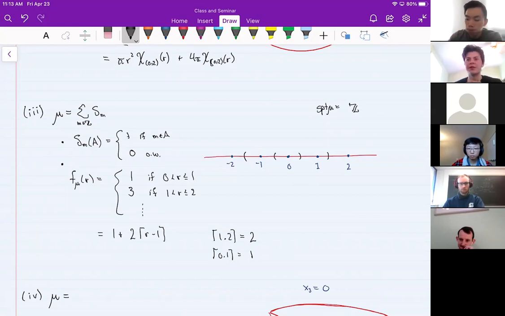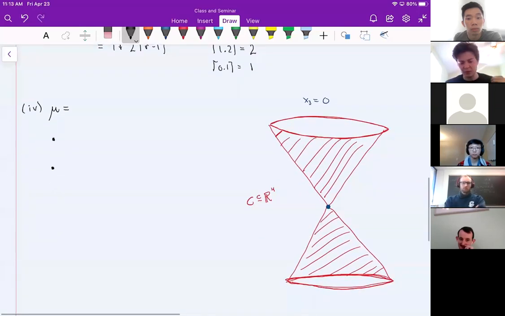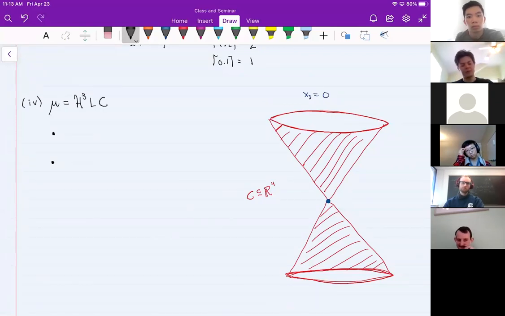Okay, so this is an example of a uniformly distributed measure with discrete support. And then finally we have the example where I'll write H3 on C, where C is a set which may be familiar to some of you.